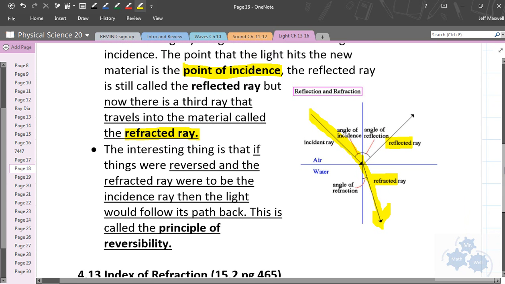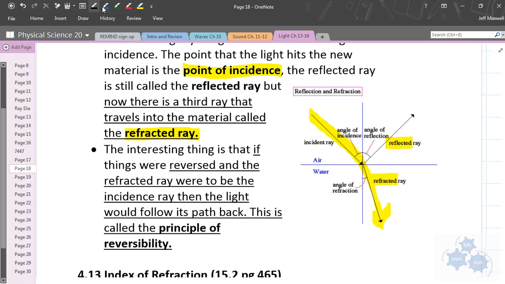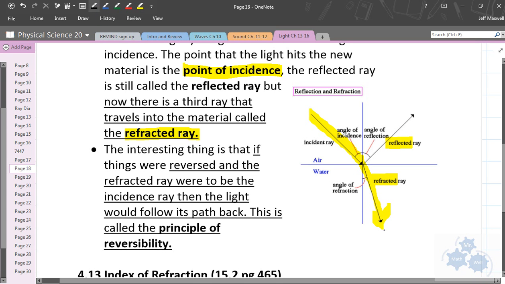All right. The interesting thing is that if you reverse the refracted ray, so what I'm talking about is if this was the incoming ray of light now, then it would follow back the exact same path. So it would actually travel right here as well. So this angle of refraction is dependent upon the material.